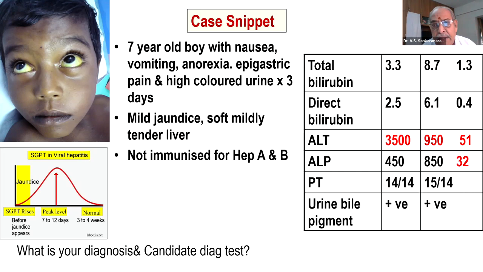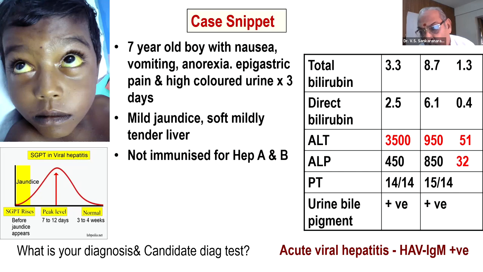So the diagnosis is definitely acute viral hepatitis, and we did the screening for etiology, which turned out to be hepatitis A IgM positive. The child did very well. Maybe a little less than 0.5% go into hepatic failure. Please be aware that this can become a toxic hepatitis if they unnecessarily give herbal powders, which may contain heavy metals, which can produce toxicity of the liver, and the child may go into hepatic failure.